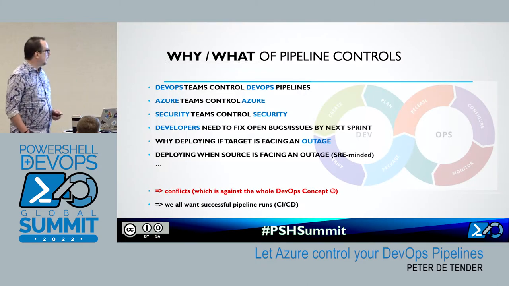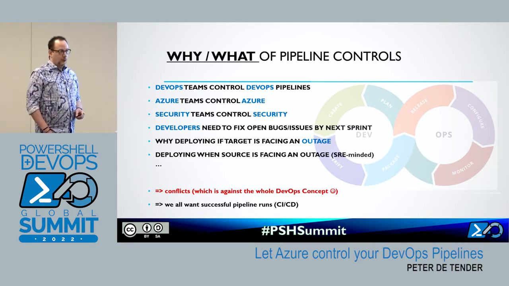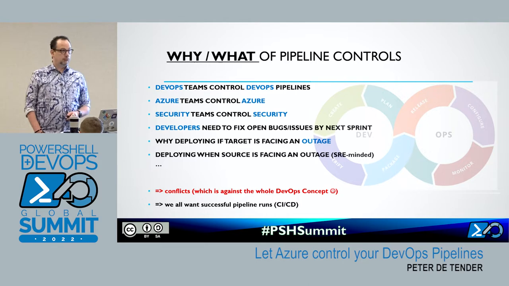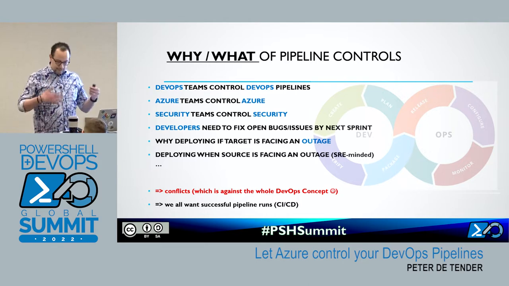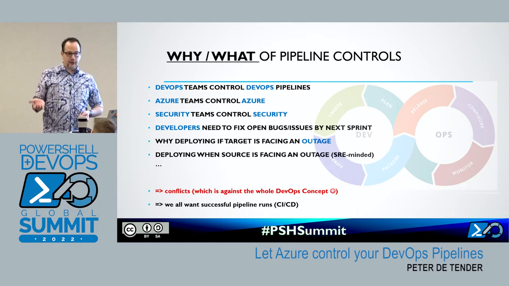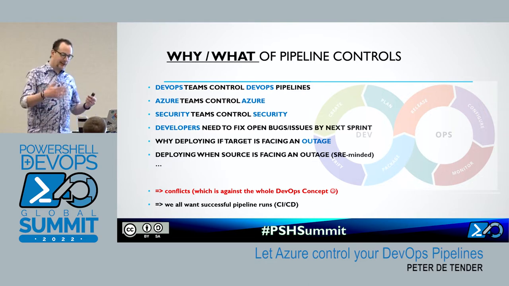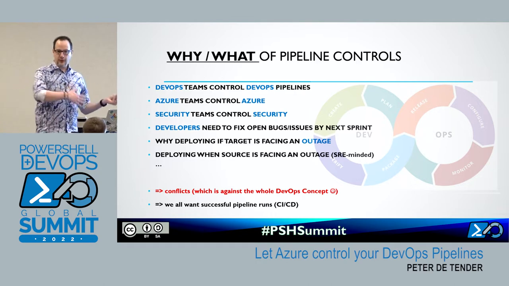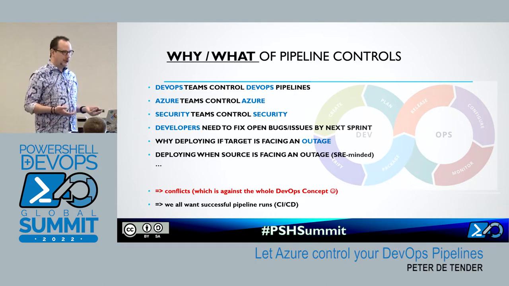There we go. So, why and what of pipelines? Why do we need control? First of all, because DevOps is complex. It all comes down to making buddies. Developers need to be friends with ops teams. But that's the easy part, right? No, it's not. It's the hard part, because nobody likes to become friends with an awkward team. You're the ops team, you're the developer team, and you don't really like each other.